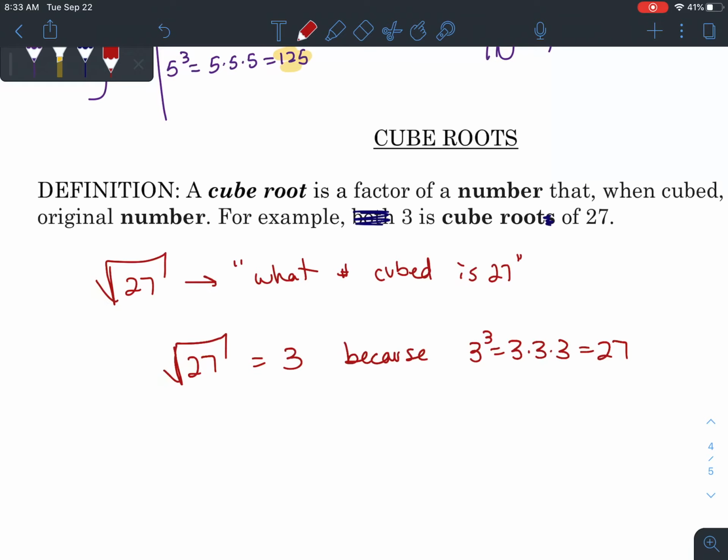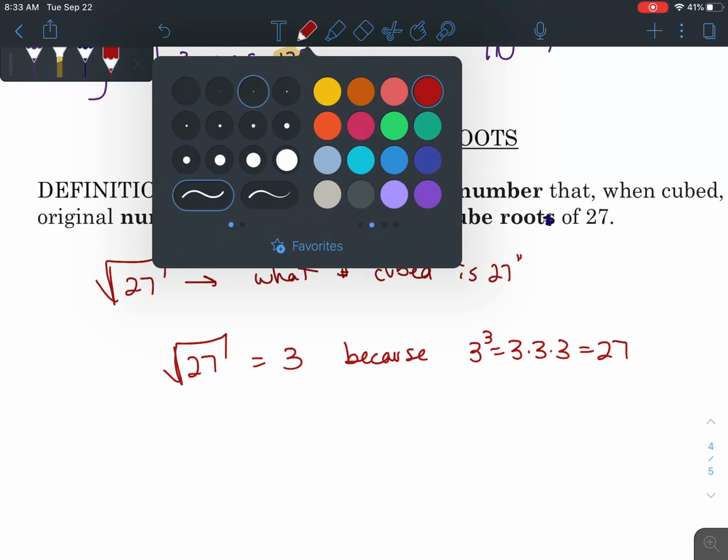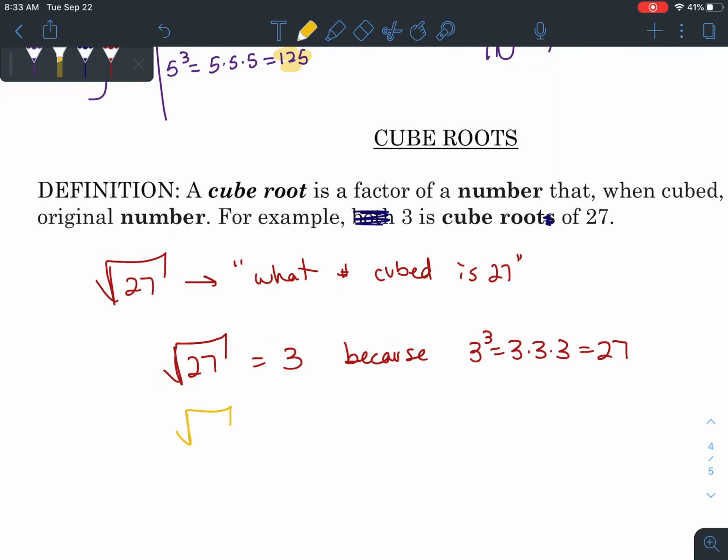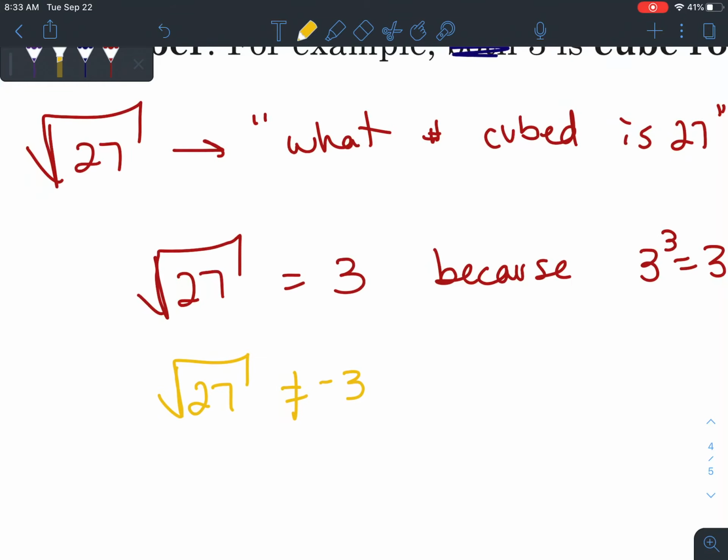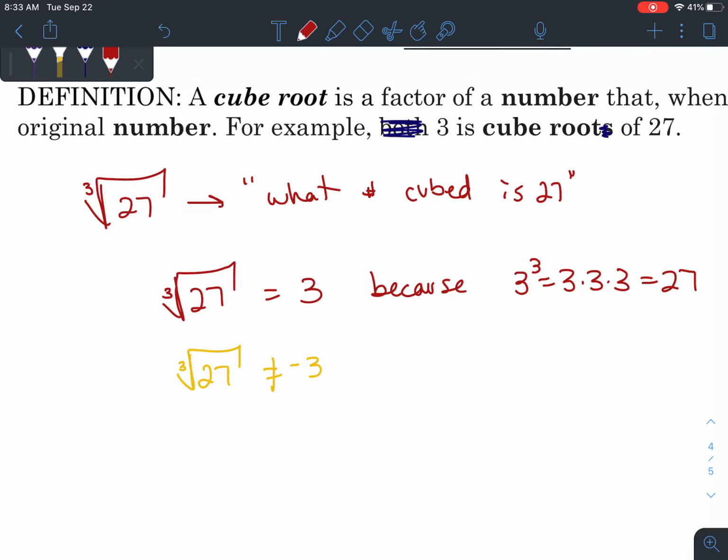Now, what about negative 3? Aha, negative 3 is not equal to the cube root of 27. And I apologize, I always forget this. When we're talking about a cube root, we always have to put a little 3 so we know the difference between a cube root and a square root. My apologies.